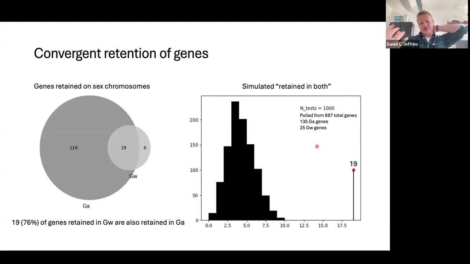I did some quick simulations just to see how likely that is to occur if you were to randomly pull 25 genes and 135 genes out of 887 total genes, which is the ancestral number of genes on this chromosome. And out of 1,000 pulls, I never got more than 10 genes shared between the two. So I think this is pretty convincing, not that it's in any way surprising, that the genes which are being retained on the sex chromosomes are being retained by purifying selection.